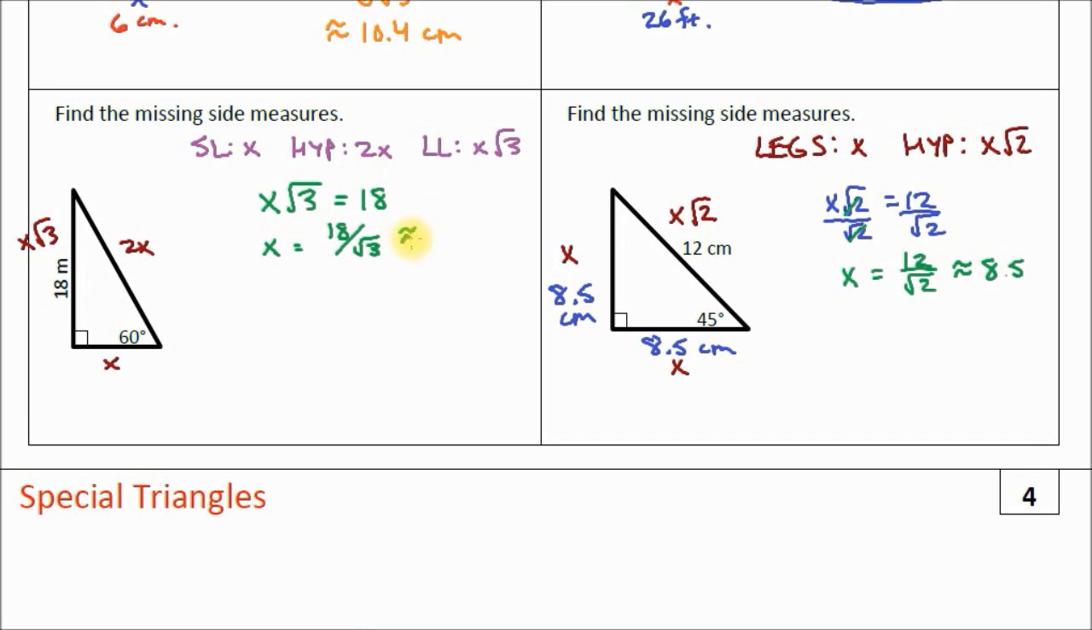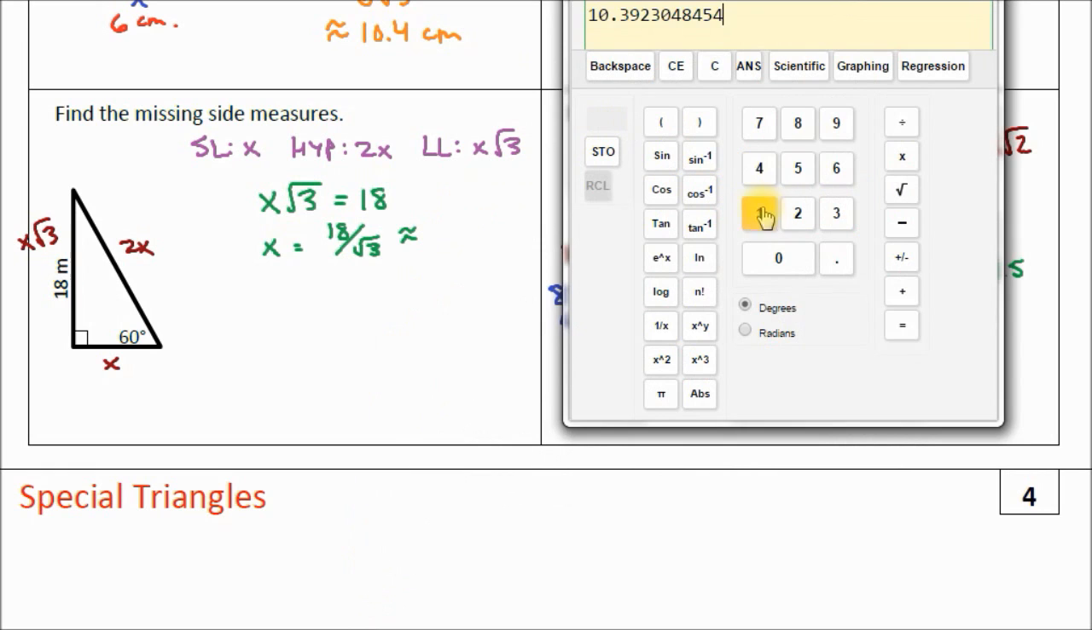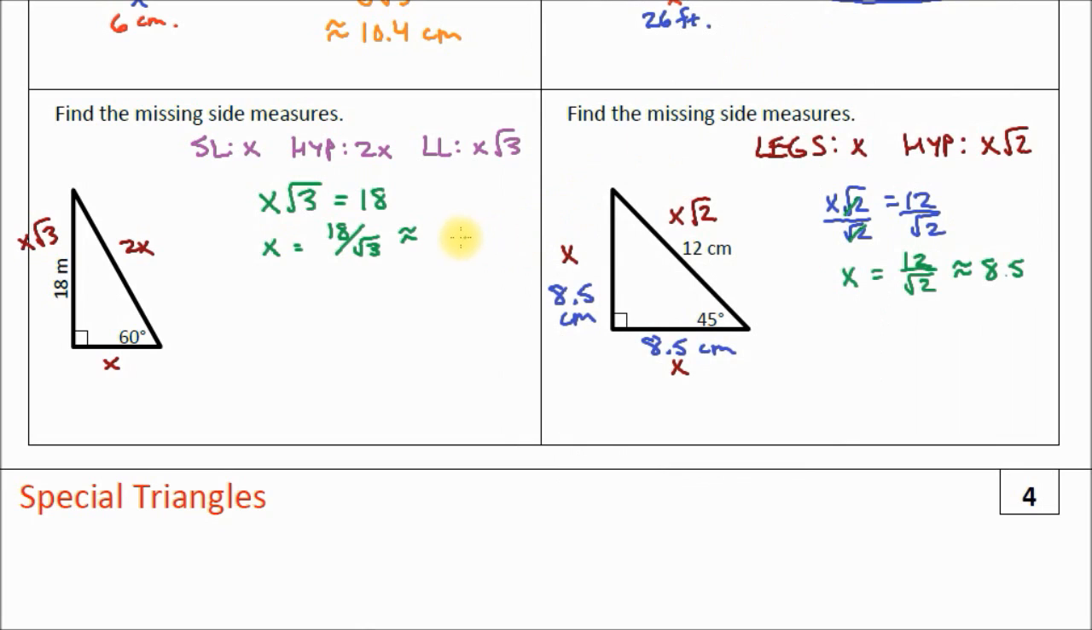Let's put that in our calculator. Okay, we've got 18 divided by the square root of 3. Close our parentheses, and we have approximately 10.39, so about 10.4. So x is about 10.4. And let's go ahead and use that now. Well, the short leg is equal to x, and that is, of course, 10.4. In this case, we've got meters. So we just found the measure of x, 10.4 meters.